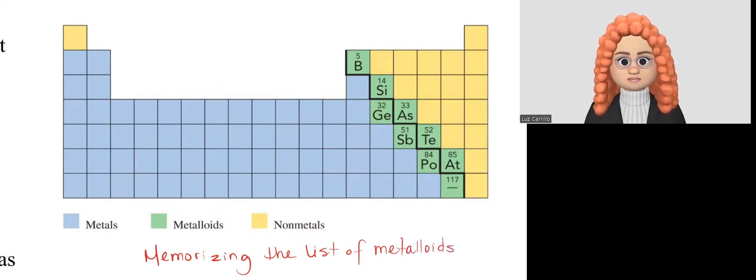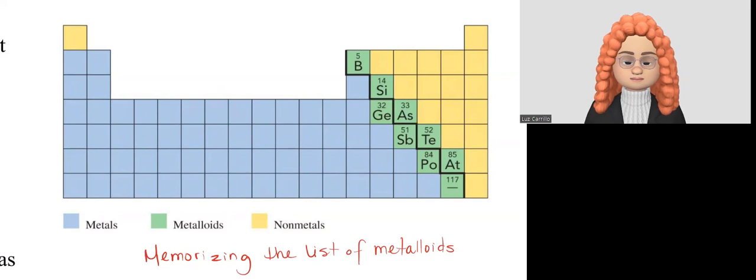In this periodic table, you can observe that the metalloids are the green boxes. So the metalloids include boron, silicon, germanium, arsenic, antimony, tellurium, polonium, and astatine. You can also count element 117 as a metalloid for now.